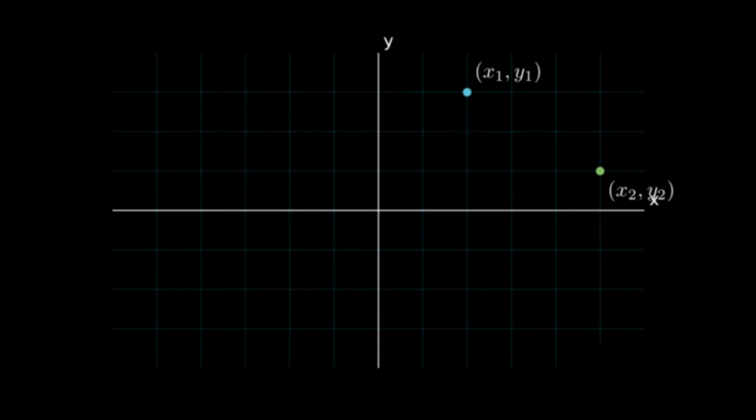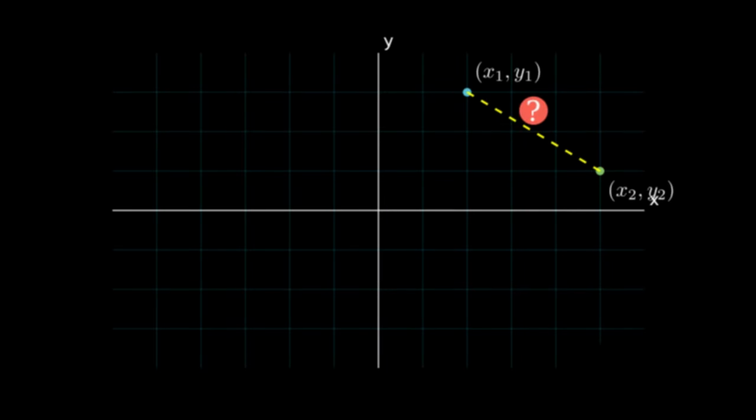We'll denote our first point as x sub 1, y sub 1, shown in blue, and our second point as x sub 2, y sub 2, shown in green. Our goal is to find the straight line distance between these 2 points. This distance represents the shortest possible path from one point to the other.